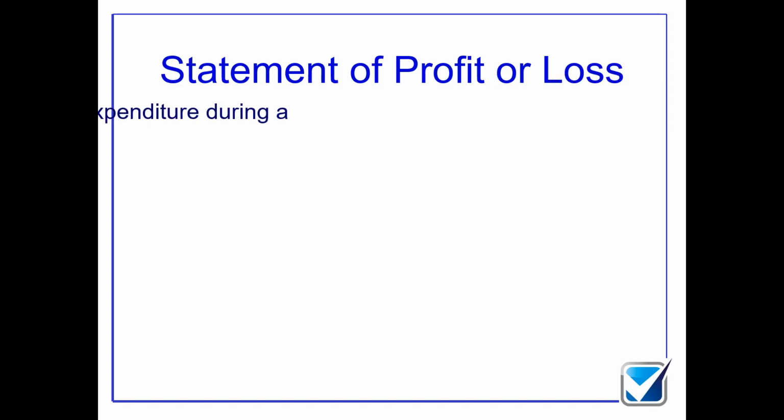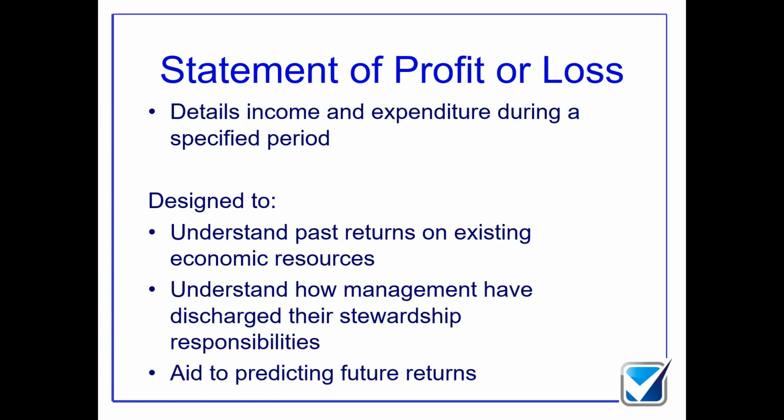My statement of profit and loss, which is my performance statement, details income and expenditure over a specific period, whereas the statement of financial position gives me a snapshot at a specific point in time. This covers a period, and what this statement of profit and loss will do is allow me to see the impact of management's decisions. It shows me the impact of how management have used those resources.